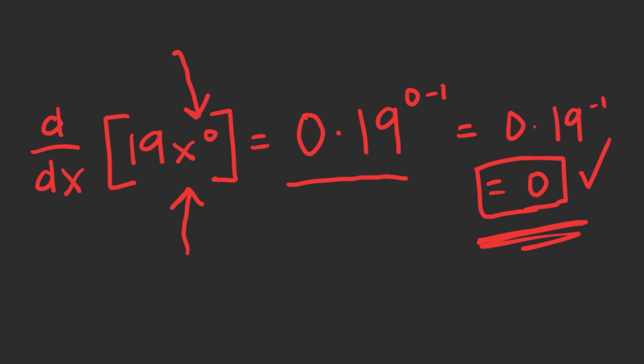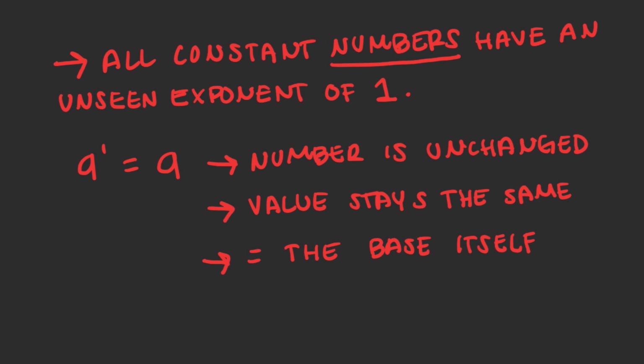But you're probably asking, why do we add 0 as the exponent and not just 1? Well, I'll tell you. All constant numbers have an unseen exponent of 1. So for our example, 19 to the first power would just equal 19, right? So the number is unchanged. The value stays the same because the answer is just the base itself, right?